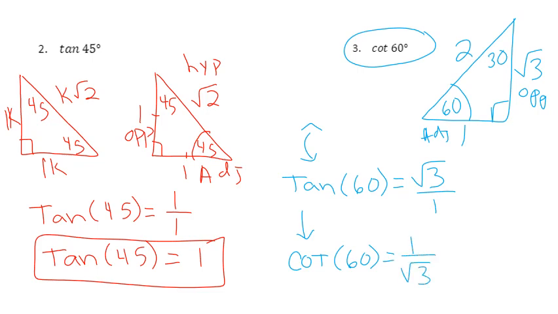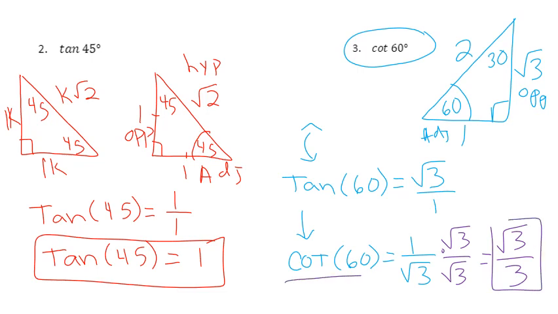And then at the very end, I'm going to see that I have to rationalize my answer. So I'm going to multiply top and bottom by radical 3. And we would get radical 3 over 3. And so that would be my final answer for cotangent of 60: radical 3 over 3.